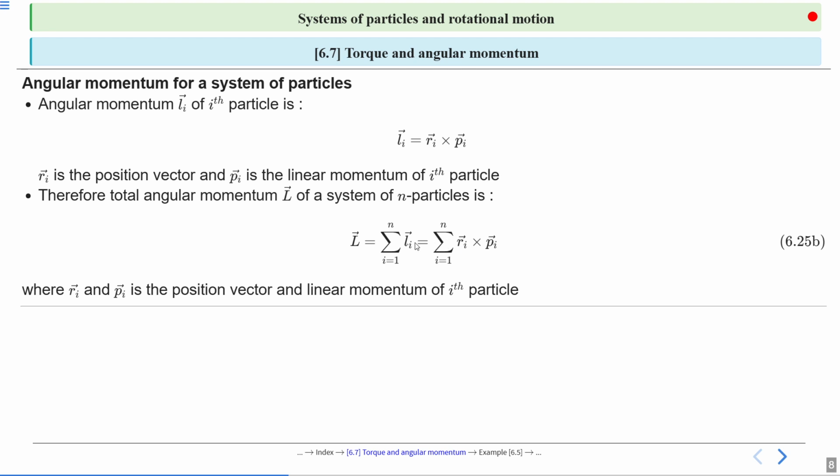So to show the total angular momentum of a system of particles in the form of position vector and linear momentum, the expression is this one, 6.25b.